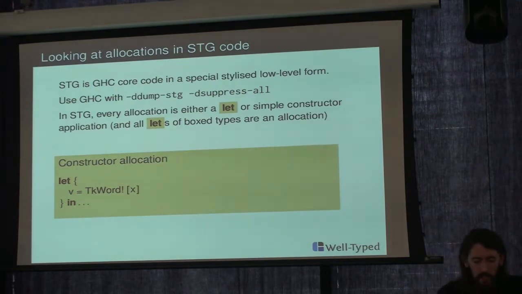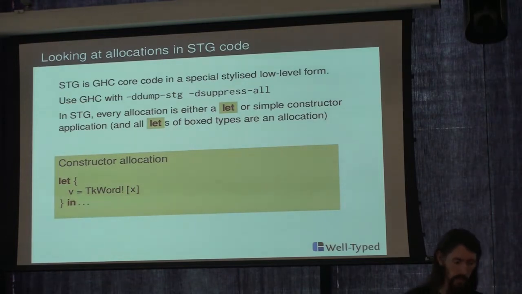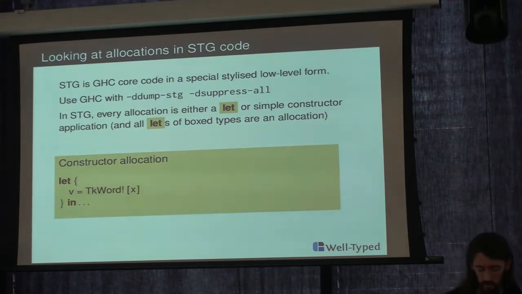In STG, every allocation is either a let or just a simple constructor application. It's unfortunately not quite as consistent as it always being a let, but it is always at least a constructor. You just search for the name of the constructor. Search for let, but it can also occur without a let, with just the constructor name. And conversely, all lets, at least those of a boxed type, not those of an unboxed type, are also an allocation. So what does a constructor allocation look like in STG?